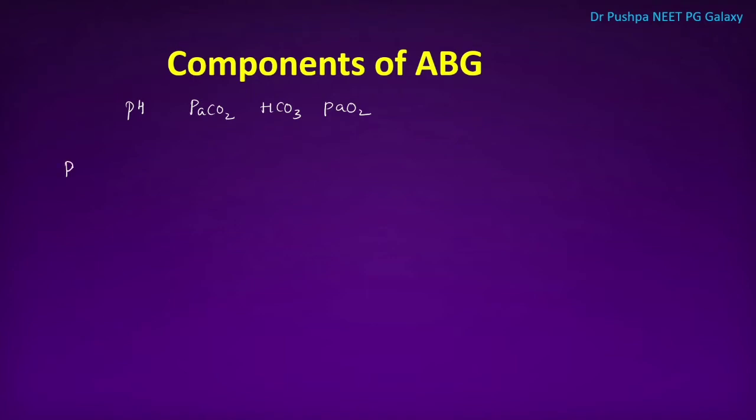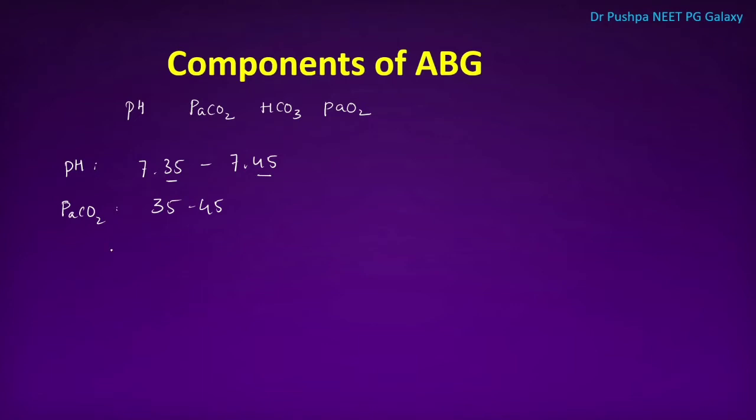What is the normal value of pH? It is 7.35 to 7.45. This pH indicates the acidity or alkalinity of blood. The normal value is 7.35 to 7.45. Next one is PaCO2. The normal value is 35 to 45. These values are the same, so you can remember them like this.